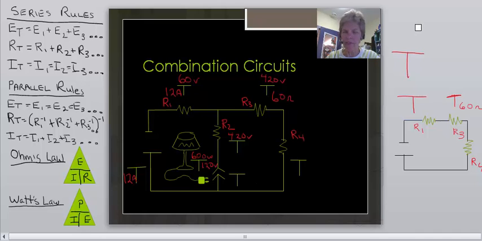Afternoon, everybody. We're going to do another combination circuit. On the left-hand side you can see my rules for this: series circuit rules, parallel circuit rules, Ohm's law, Watt's law. If you don't quite remember how to use those, you can look back in this series of videos and there will be some that can help you.